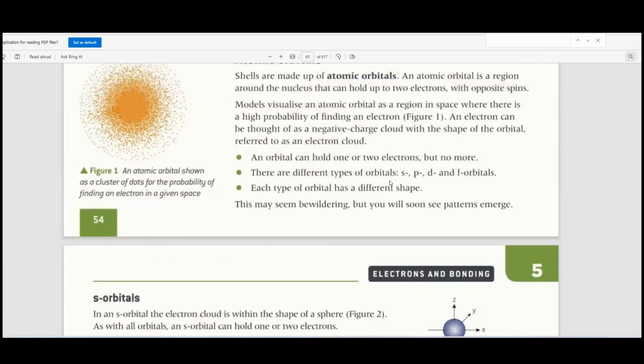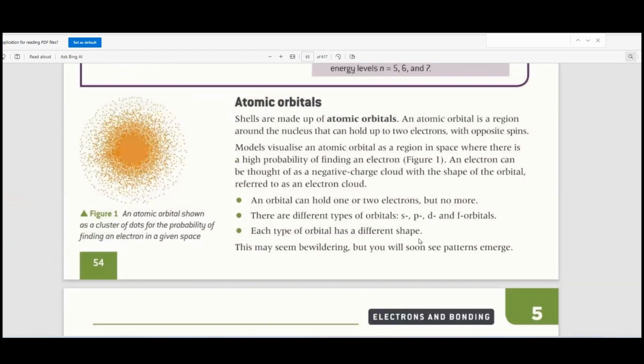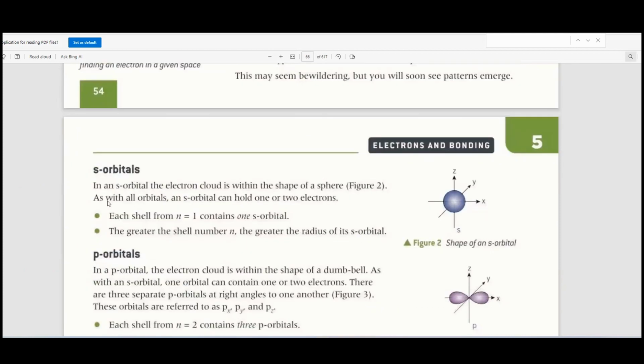There are different types of orbitals: S, P, D, and F orbitals. Each type of orbital has a different shape. In an S orbital, the electron cloud is within the shape of a sphere. So that whole electron cloud, the space where the two electrons are, is contained by the shape of a sphere. As with all orbitals, an S orbital can hold one or two electrons.